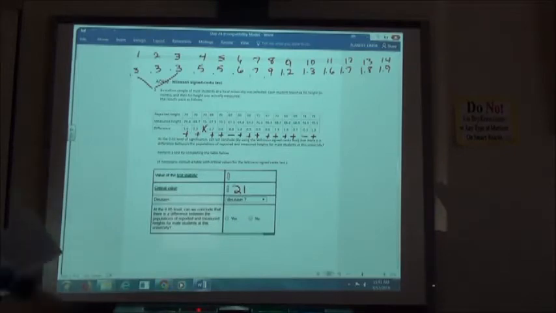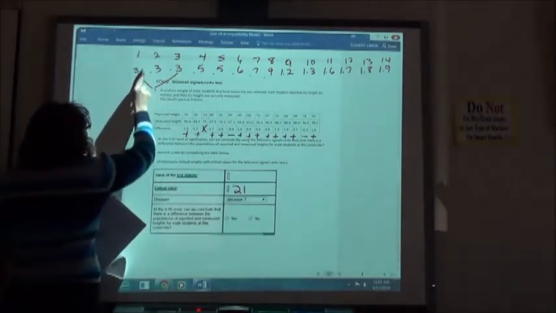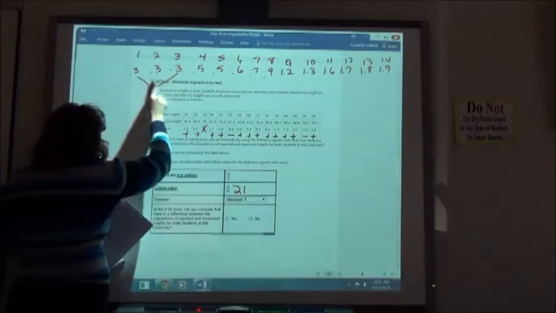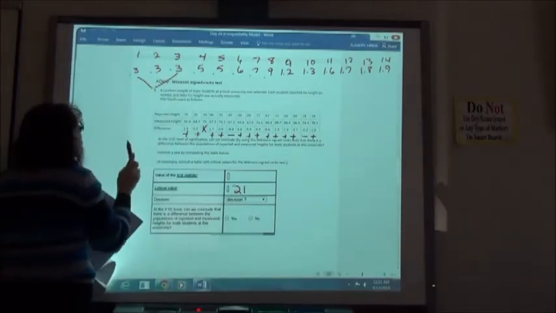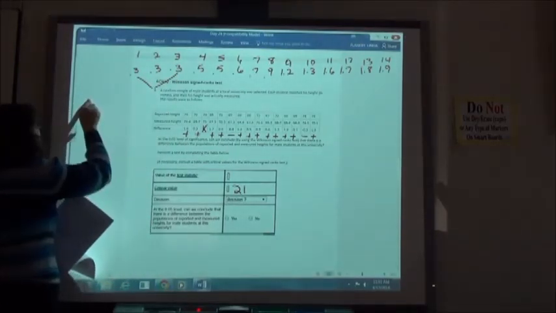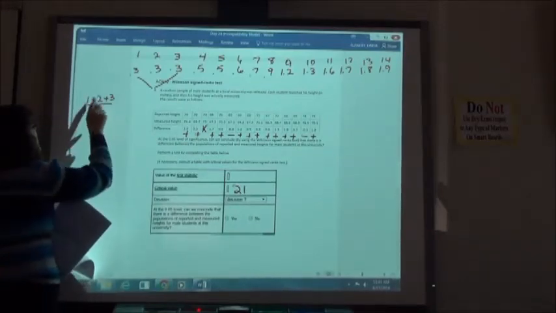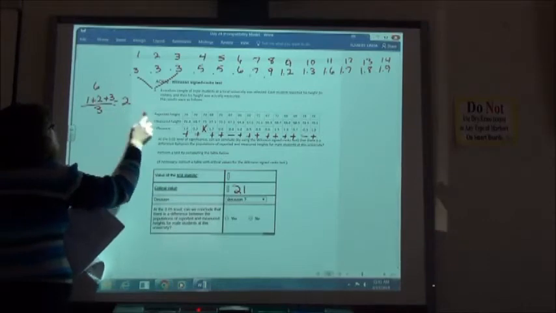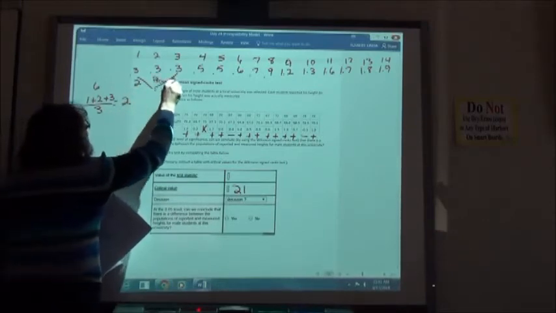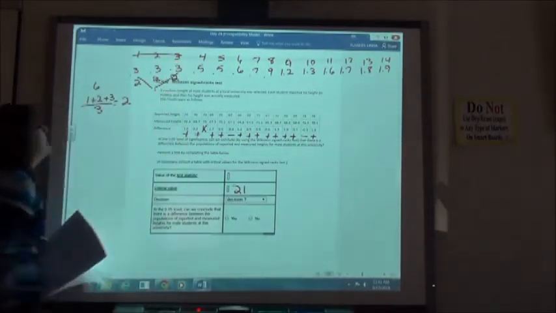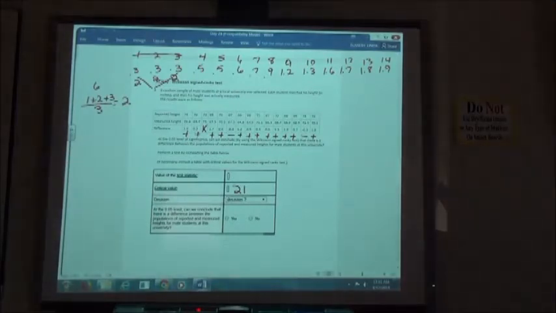So in this case, instead of saying this is 1, this is 2, this is 3, because they're all the same, I'm going to average them and give them all the same rank. 1 plus 2 plus 3 divided by 3 would give me 6 over 3, which is 2. So I'm going to give all of these a value of 2 instead of saying 1, 2, and 3.